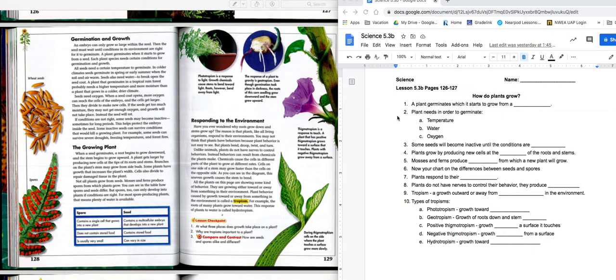Seeds also need oxygen. When a seed coat opens, more oxygen can reach the cells of the embryo, and the cells get larger. Then they divide to make new cells. If the seed gets too much moisture, they may not get enough oxygen, and the growth will not take place, and instead the seed just rots.